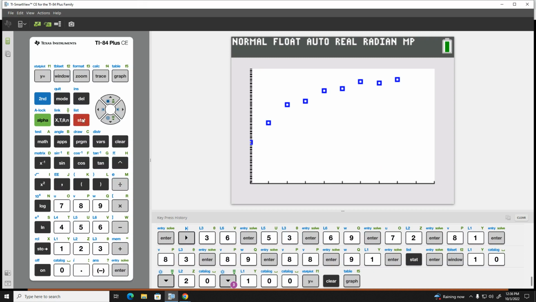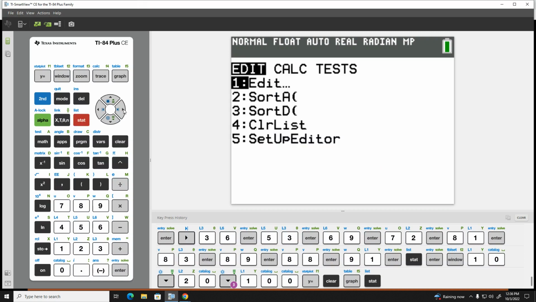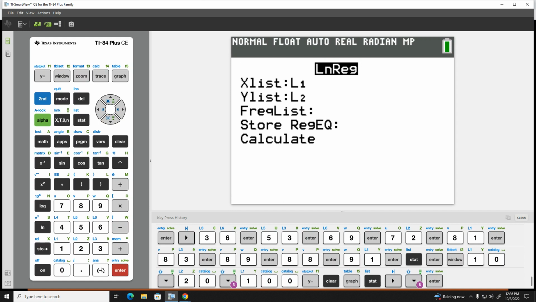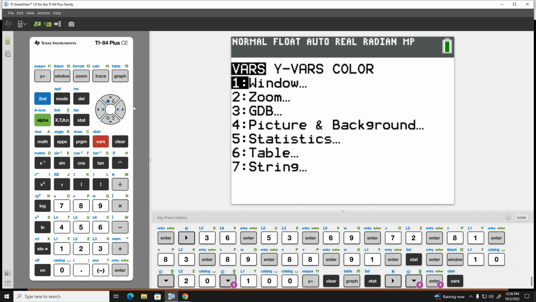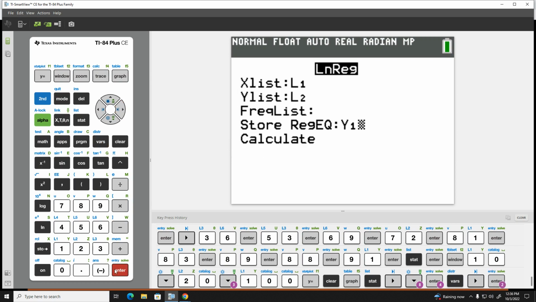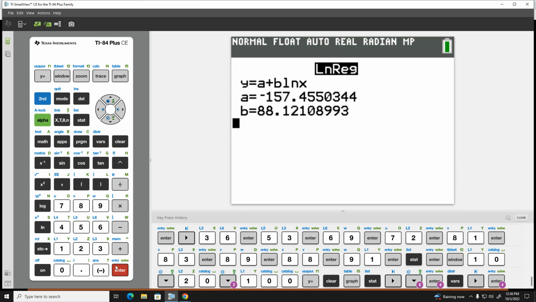So in our calculator, we're going to go to Stat, and over to Calculate, and we need a logarithmic one, and the one that they have available to us is option number 9, where you see ln for the natural log. So I go down to option 9, and I want to run a logarithmic regression. I hit enter here. I am going to store this so we can look at the fit. In order to store it, I hit Vars, over to Y-Vars, enter for Function, enter for Y1, enter a couple more times to calculate this.